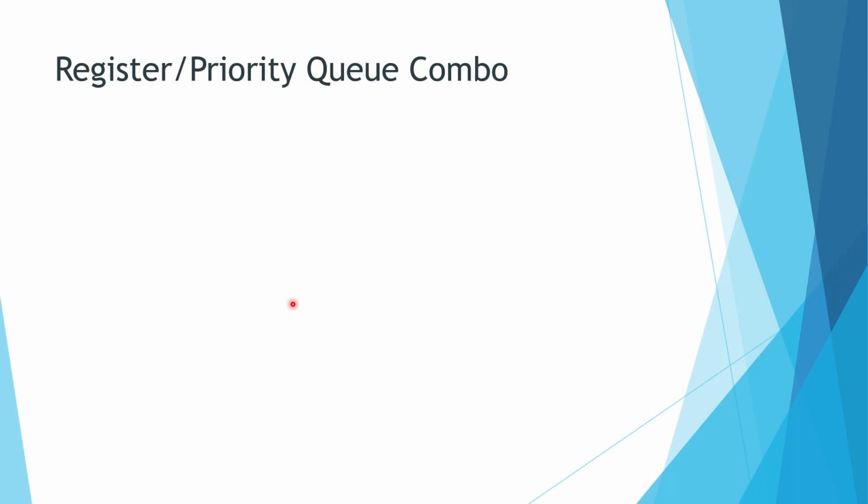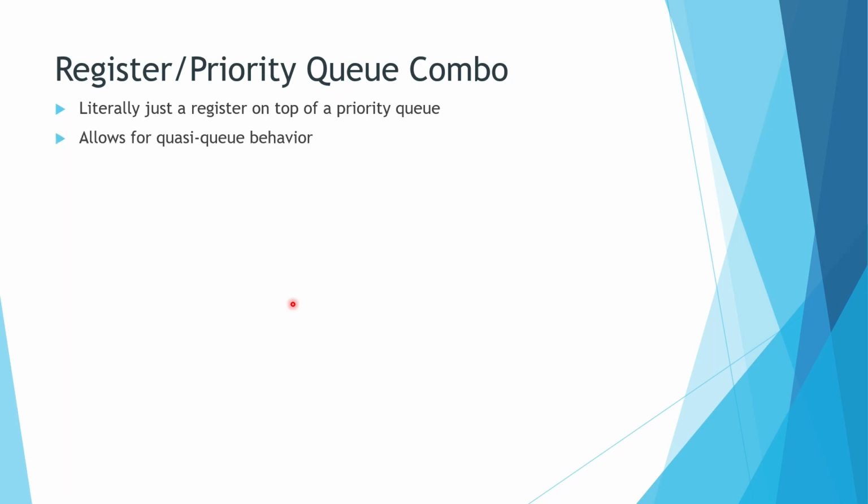We're going to combine these two for one component. This is the register priority queue combo. And this is literally just a register on top of a priority queue. What we're trying to do here is make a queue, which is essentially a priority queue, but we do not have any priority to the requests. And so this allows for some sort of quasi-queue behavior, which is what we want. And this will handle requests to send data to the external bulk.